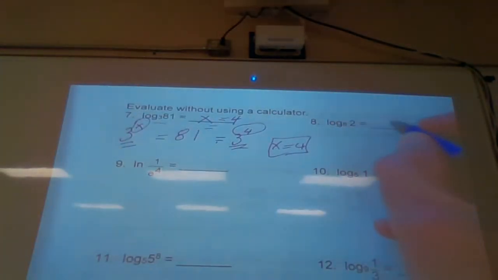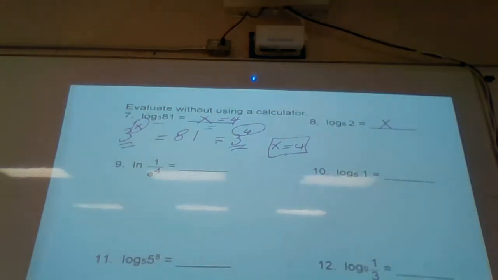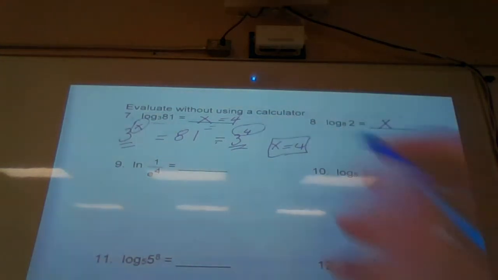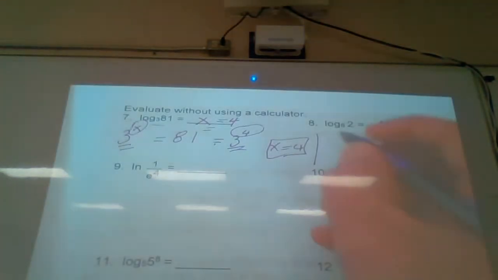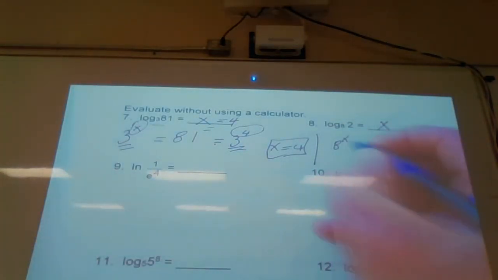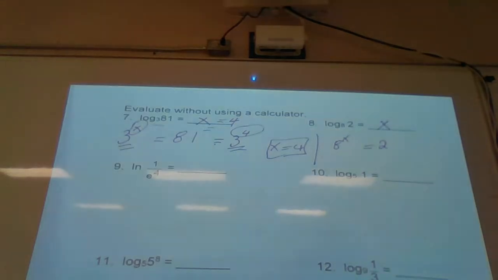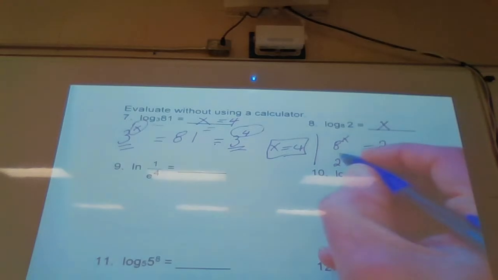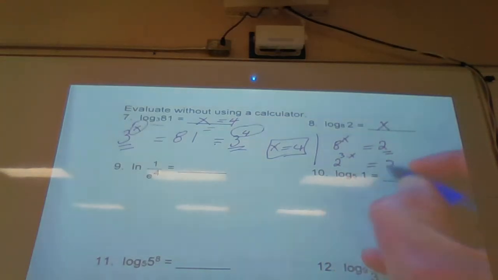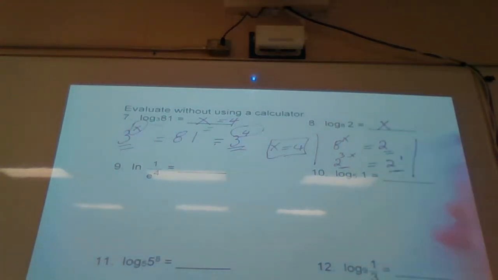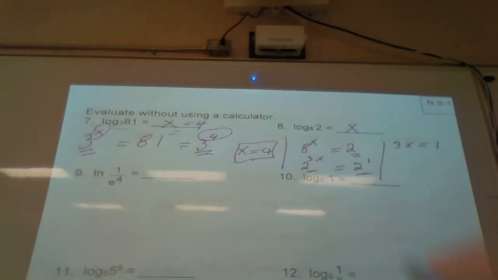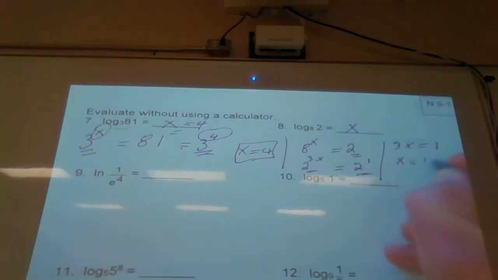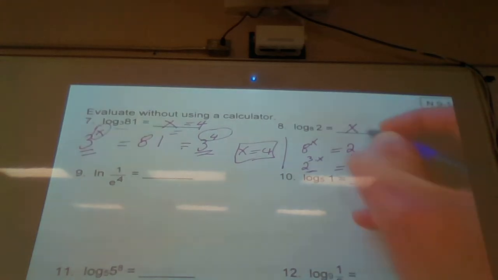I'm going to do the same thing for number 8. I'm going to call it equal to x. Then I'm going to change it from log into exponential. So it's 8 to the x is equal to 2. It's a base 2, so I can change the 8 into 2 to the 3 times the x equal 2 to the 1. Same base, equal sign. The rule says you take those powers and you set them equal to each other and you solve it. So in this case, the answer is 1/3.